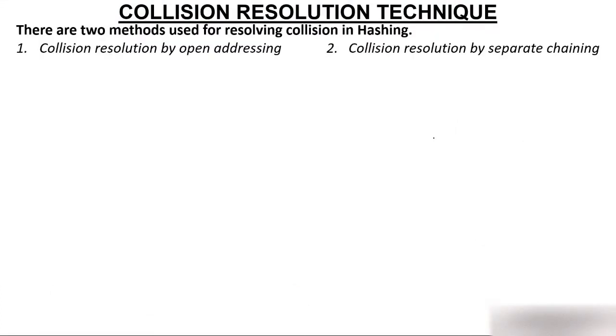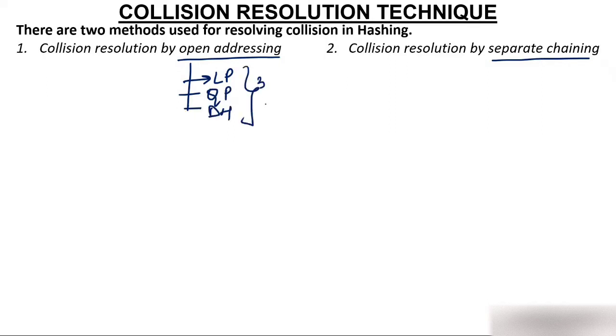Let's have a recap. When we started with collision resolution technique, we said that there are two techniques. One is open addressing and one is separate chaining. In open addressing we have three methods: linear probing, quadratic probing, and double hashing. We have already discussed these in video 3 and video 4, and today in video number 5 we will discuss separate chaining. So what is separate chaining?